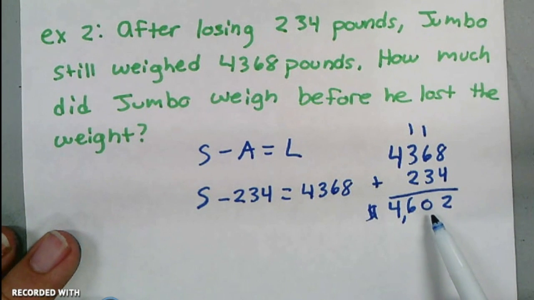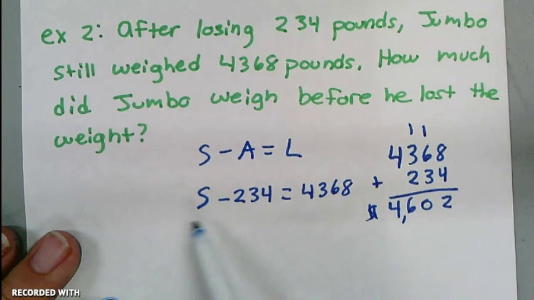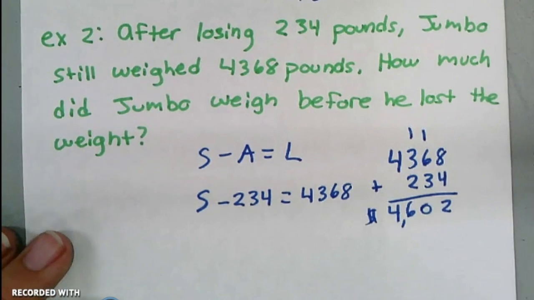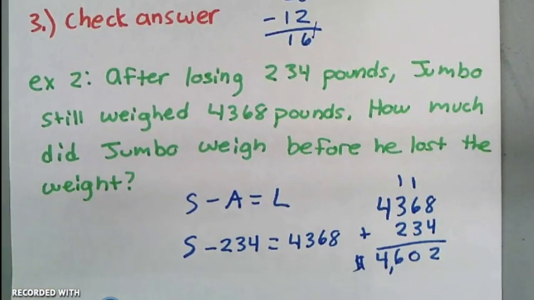I can check it by plugging it back into the equation. 4,602 minus 234 equals 4,368. Now you know about stories with combining and stories with separating. Get to work.